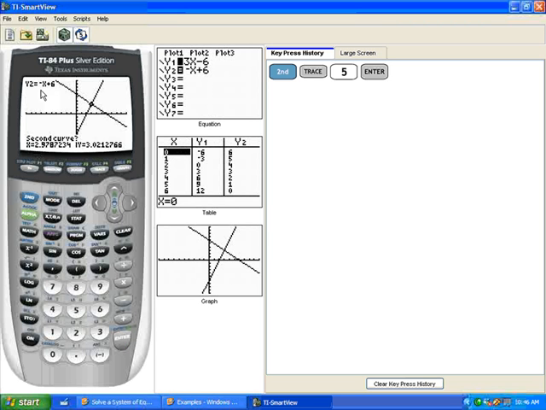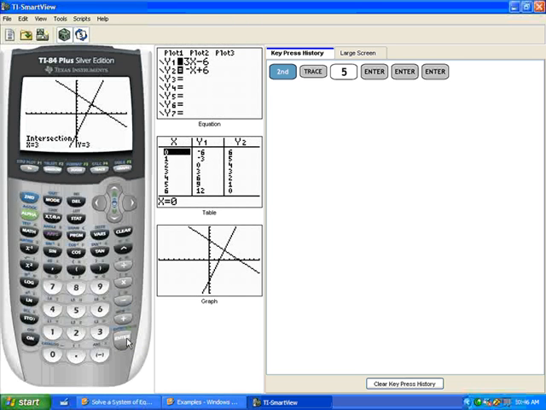Second curve, negative x plus 6. That was it. Hit enter. Guess. Now since we've already moved the cursor over here, we're already in position to make our guess. If the cursor wasn't here yet, you would need to move it. But when we hit enter, the calculator does tell us that the intersection occurs at 3, 3.